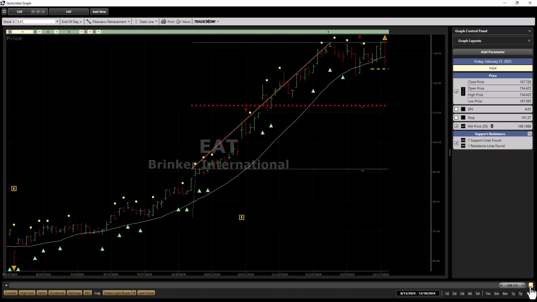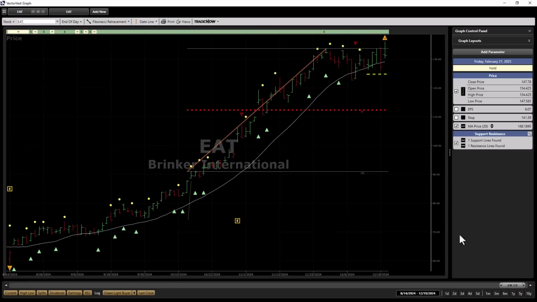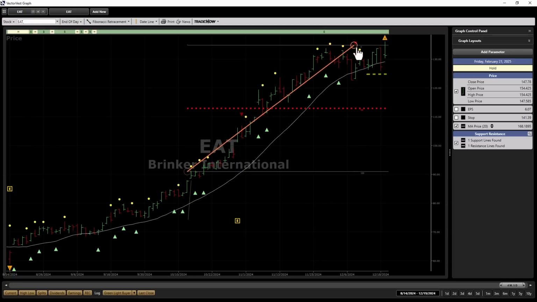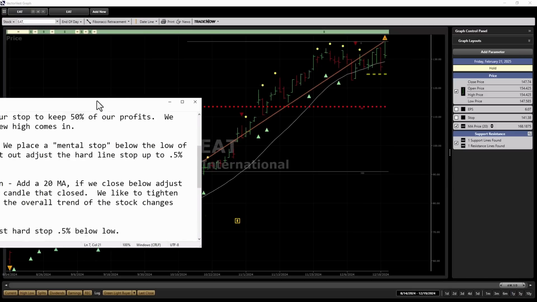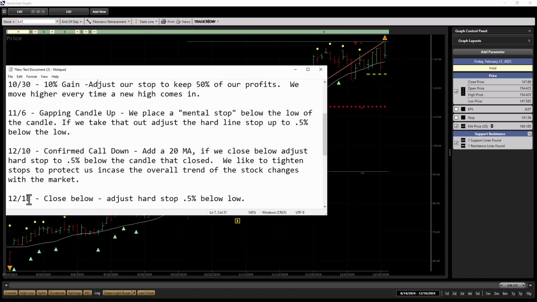Next bar comes in. Okay, good. We jumped up again. I'm going to adjust my 50% keep profit stop, but knowing that whatever stop is closest to the price, this is my hard stop right here. Okay? So again, on December 18th, we closed below, and I could put in the 20 MA. We're going to adjust our hard stop 5% below the low.